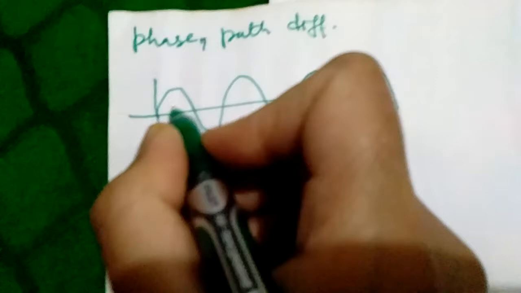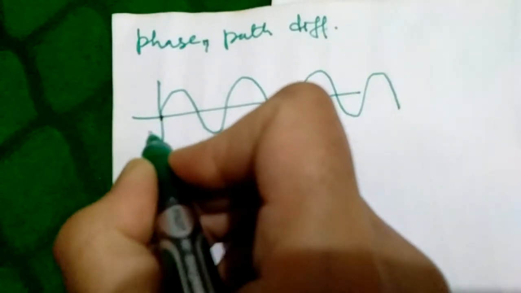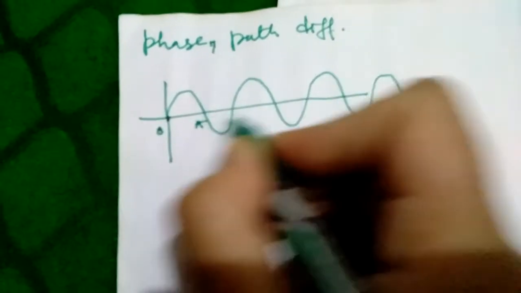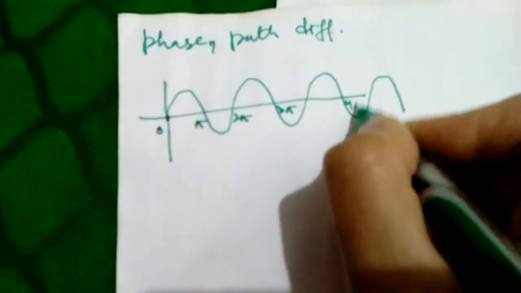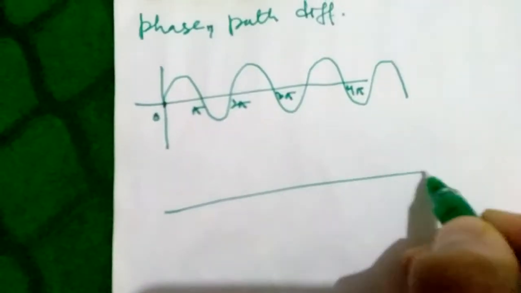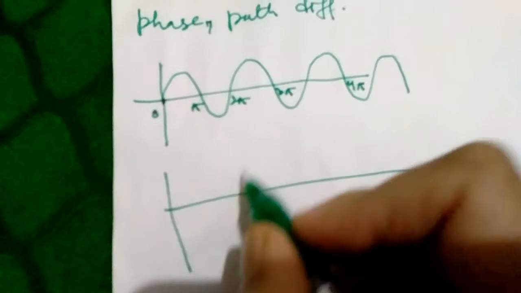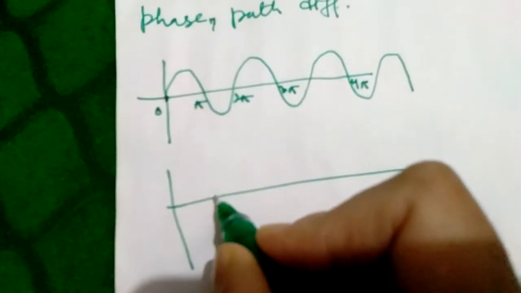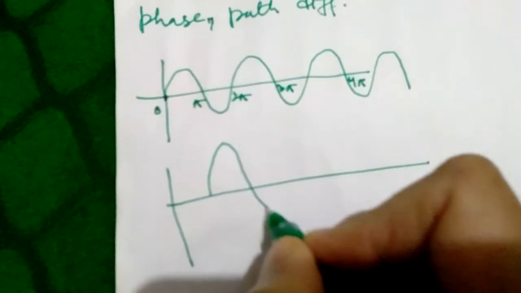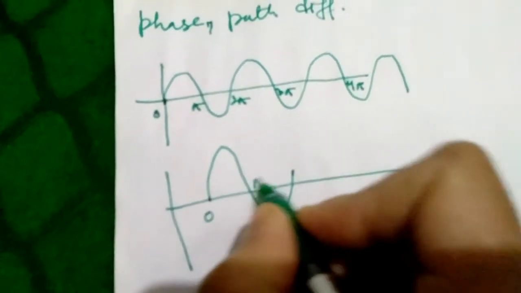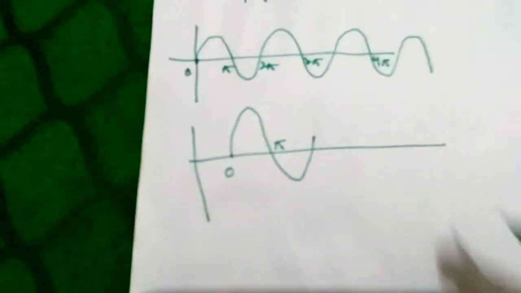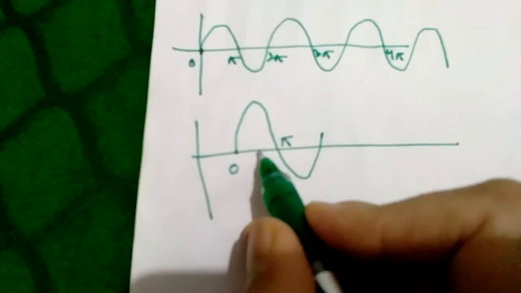I hope all of you understand that we allot the phases in this way. It is 0, this is pi, this is 2 pi, this is 3 pi, this is 4 pi, and so on. If I choose another wave that begins from, say, this position, right? So its 0 is here, its pi is here, and so on. So what happens at this point of time?